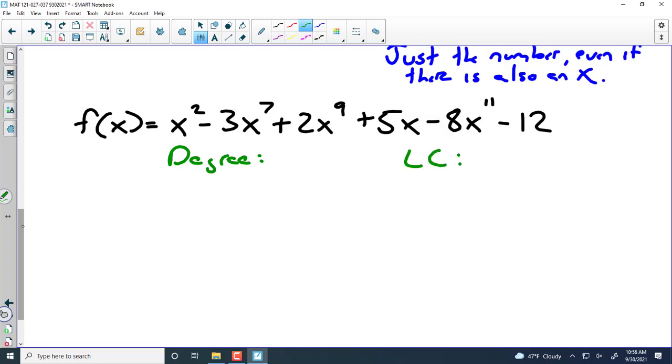The degree, this is not factored. So what's the degree? 11. Highest power, right? Highest power is 11, so the degree is 11. What do you think the leading coefficient is? It is negative 8. Absolutely, you do need the negative sign, so don't forget the negative.